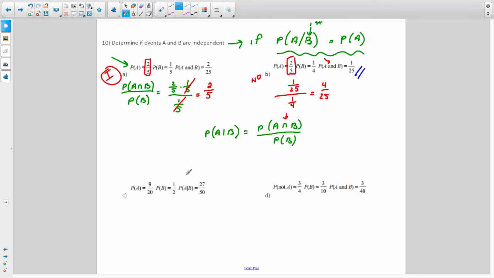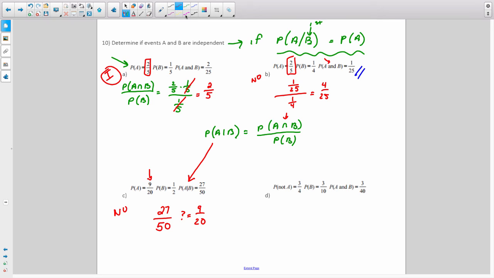Kind of cool. We saved a ton of work because look, the probability of A given B is already given. That's like a double given. I love it. So 27 out of 50 is the final answer. However, is that equal to probability of A, which is 9 over 20? I think not. Cool.